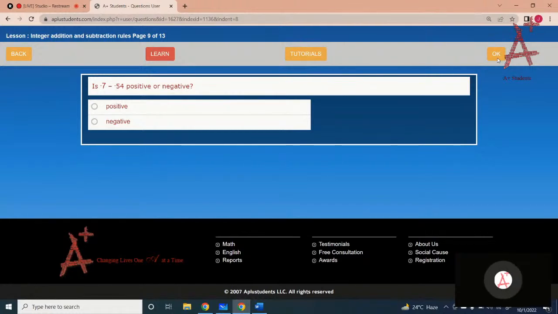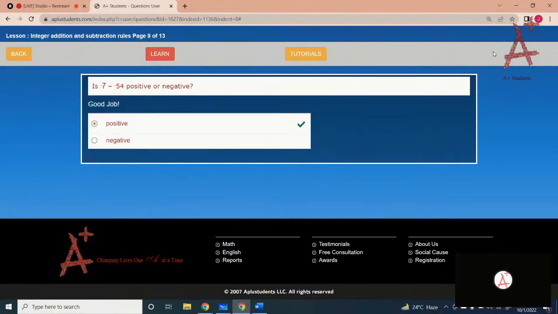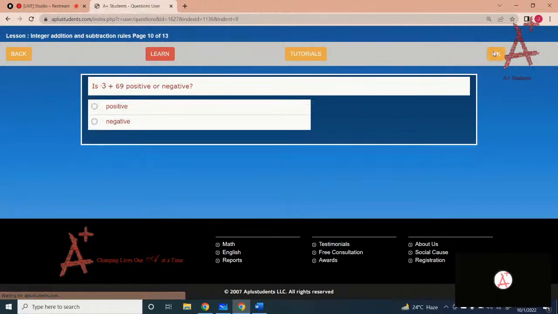Okay, is negative 7 minus negative 54 positive or negative? It is positive because negative and negative becomes positive. So 54 is greater and 54 has a positive sign. So the answer must have a positive sign. Got it?